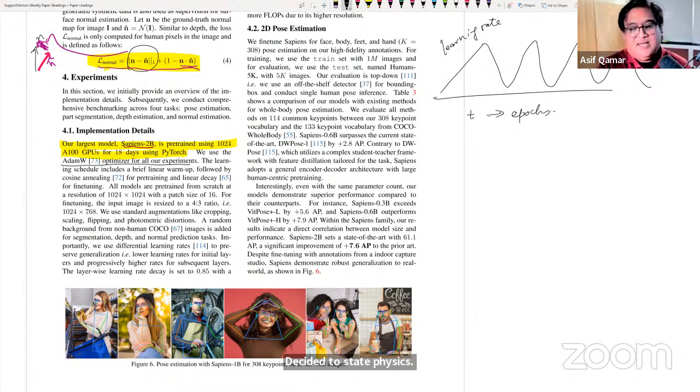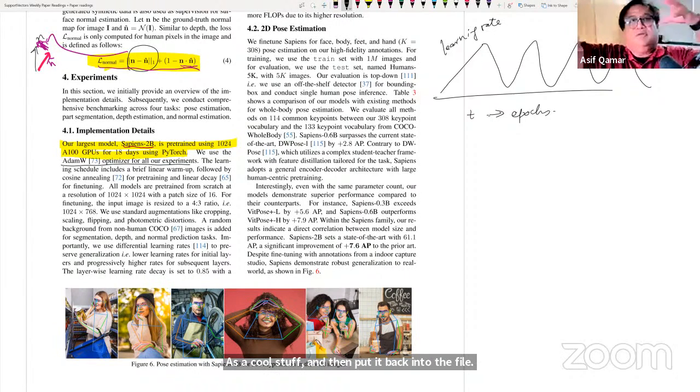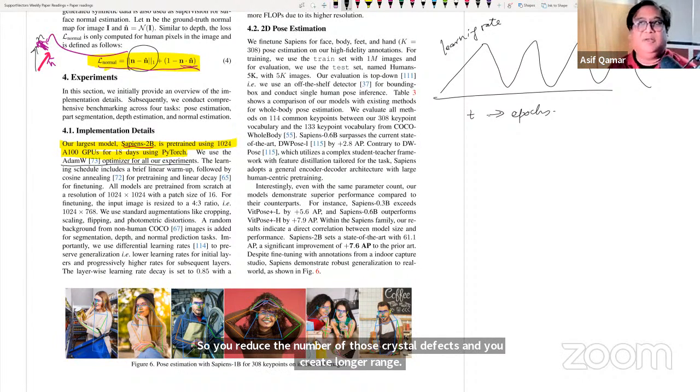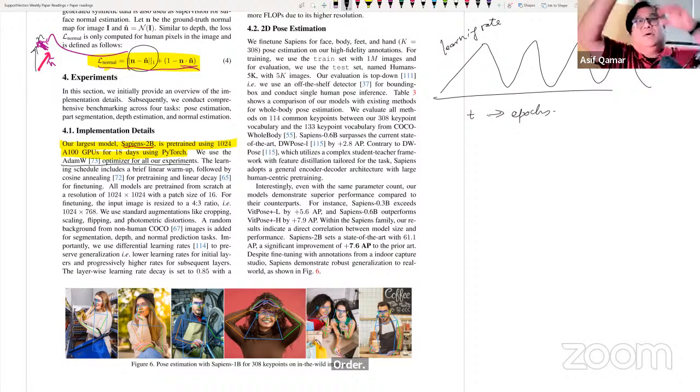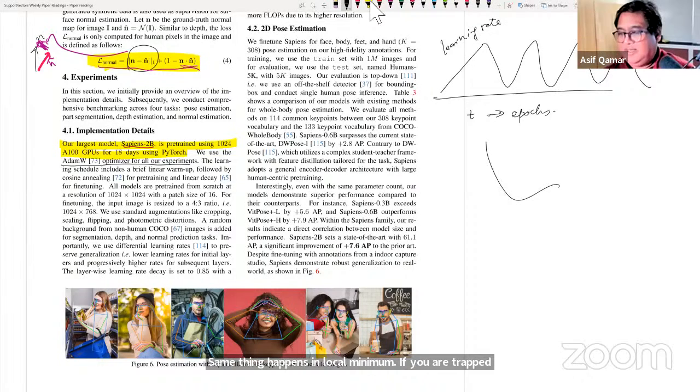That's why you see blacksmiths will heat up something, pound at it, and then keep pounding at it till it cools down, and then put it back into the fire. Right? So you reduce the number of those crystal defects and you create longer range order. Same thing happens in local minima. If you're trapped in local minima, so imagine that you're trapped in a local minimum here.